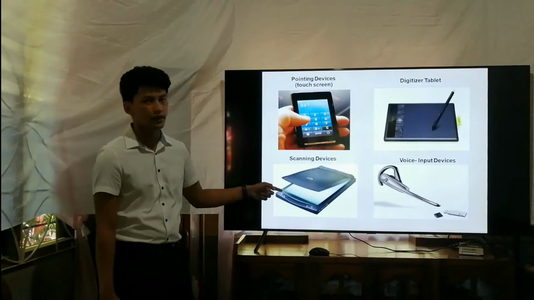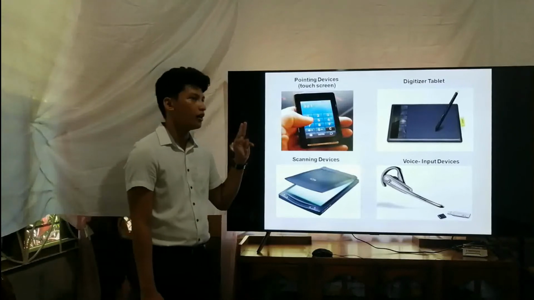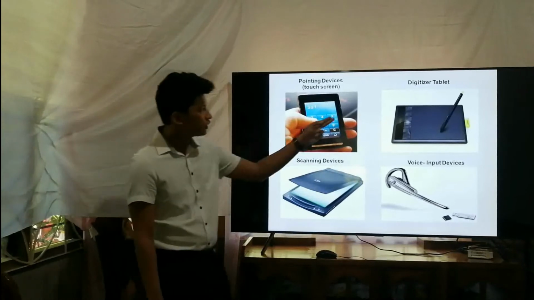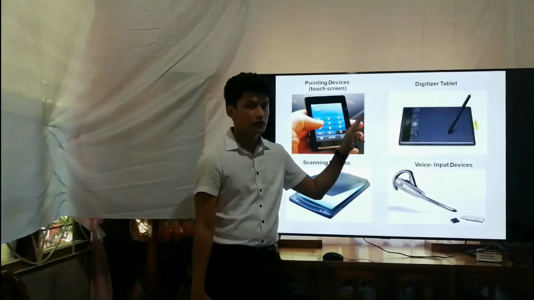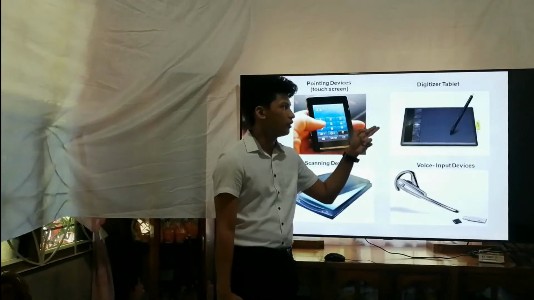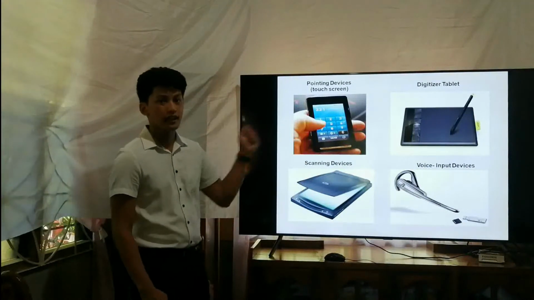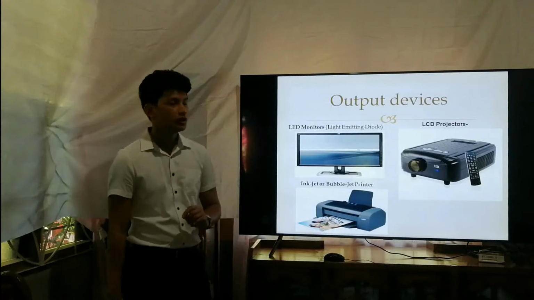Okay, for scanning devices, we use these in our printers, scanning our IDs, and so on. For digitizer tablets, we can use these for digital signatures, and also for different kinds of uses. So is that clear, please? Okay, so the next one is output devices.